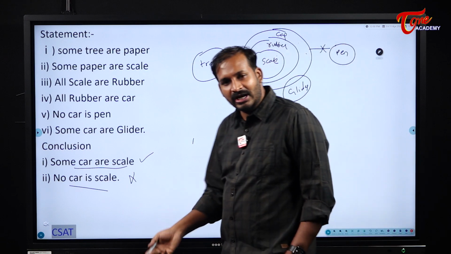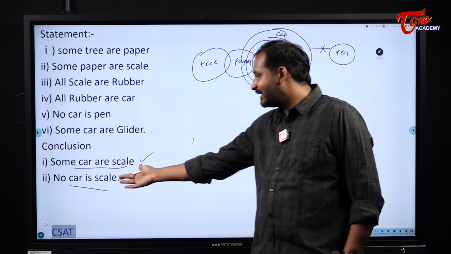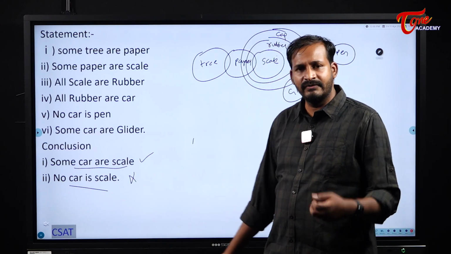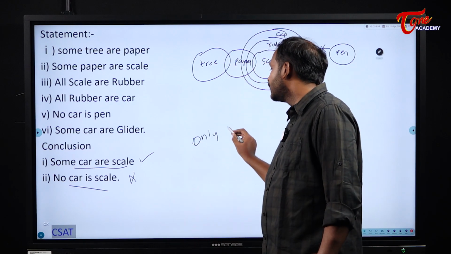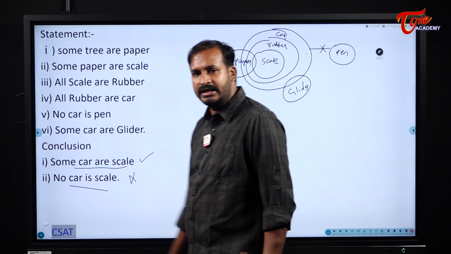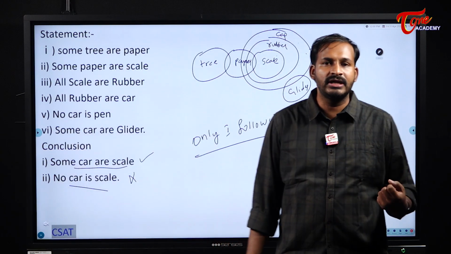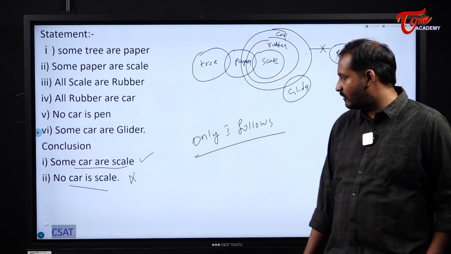See, students, we draw the alternate diagram to make the negative conclusion false. But here the negative conclusion became false in the basic itself. So will we go for an alternate diagram? No. Here we can say directly that only one follows. No need of any alternate diagram, because the basic is sufficient. Only the first conclusion will follow for us.